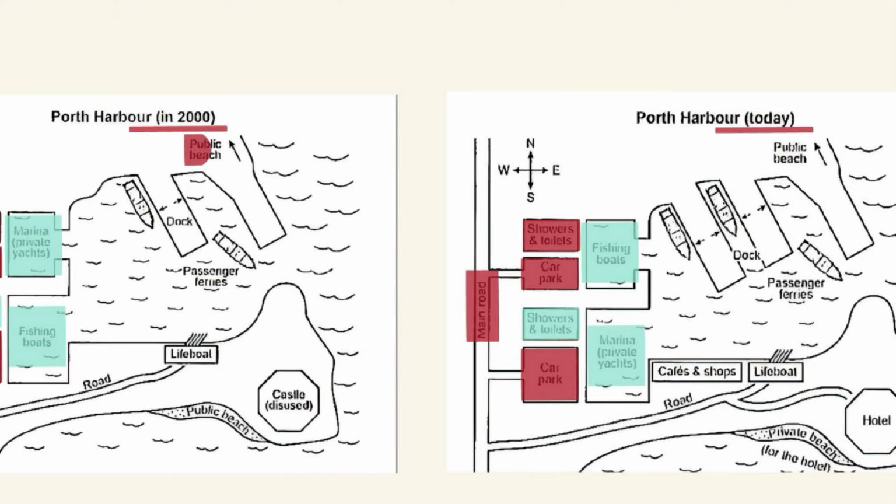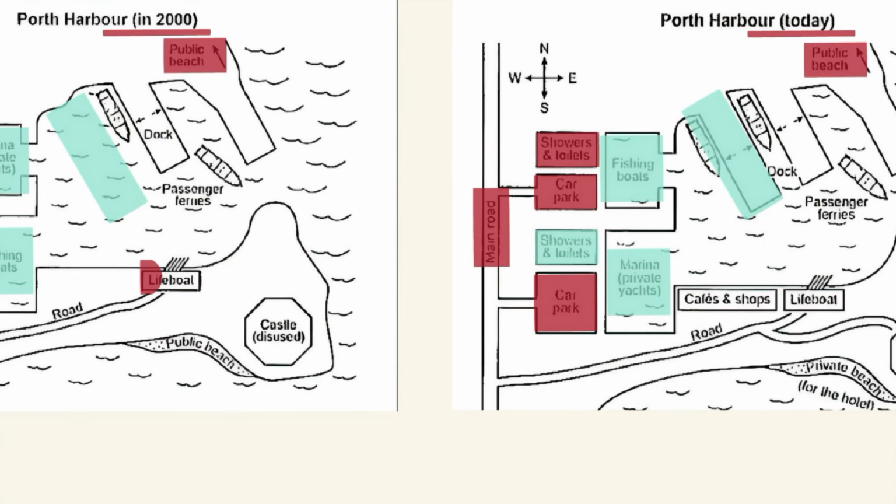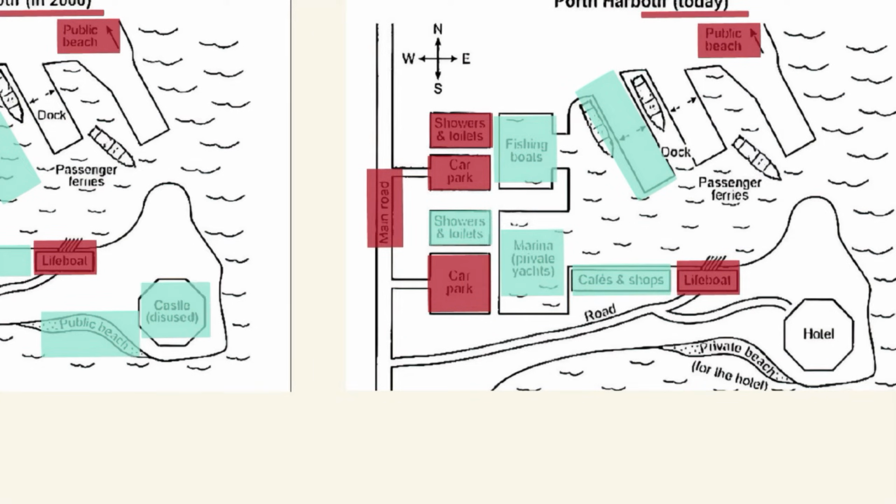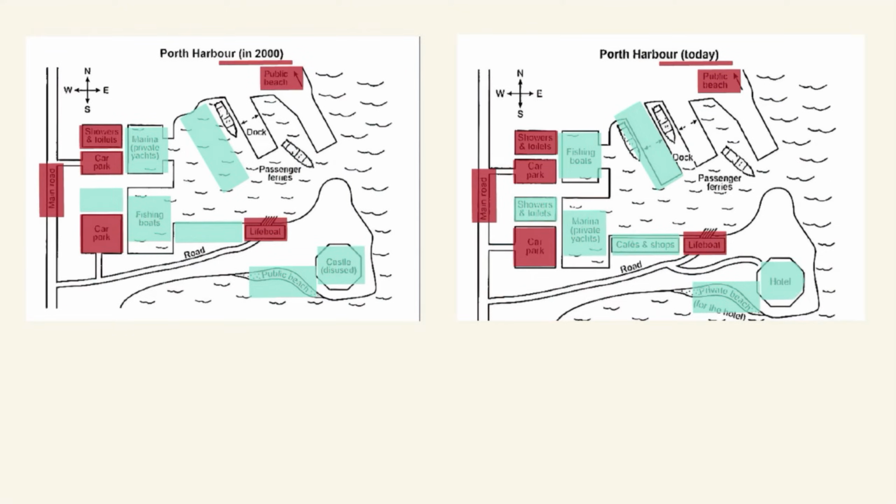Then move on to the north bank. The public beach, no change. Mark it with a red pen. One more dock for more passenger ferries. Difference, mark. Move on to the south bank. Road and lifeboat, no change, so mark red. Build a new area for cafe and shops. That's a big difference. Mark it with blue. Public beach turned into a private beach of the hotel. And build a new hotel. Big differences. Mark all of them.